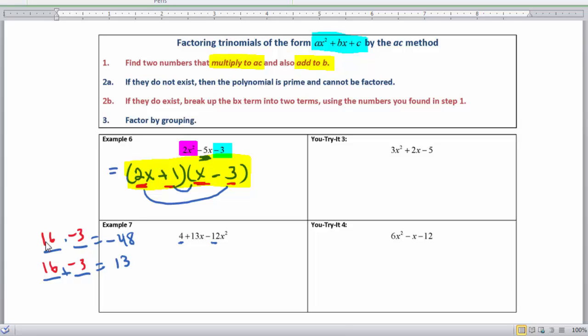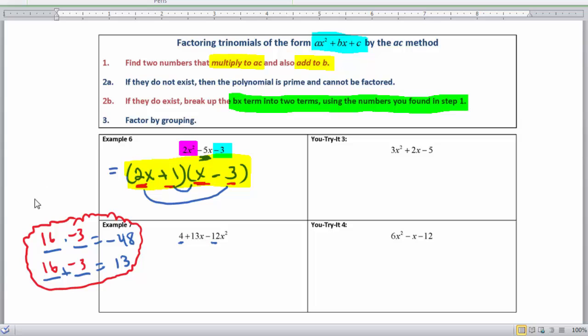All right? So the big difference, and if you forget this, you're not going to be able to do any of these problems correctly: once you find these numbers, you're not done. That's not the end. When you do the x squared plus bx plus c ones that we did previously, when you find those numbers, you're basically done. But here, you're not done. Here, all these numbers do is they tell us how to break up this middle term, right? Break up the bx term into two terms using the numbers you found in step 1. And what numbers did I find in step 1? The 16 and the negative 3.